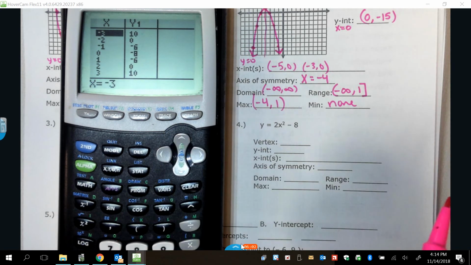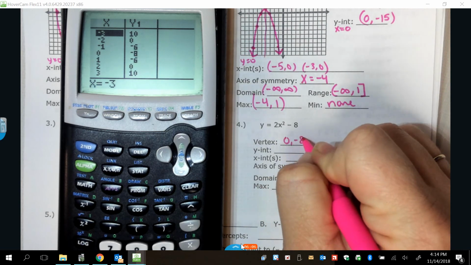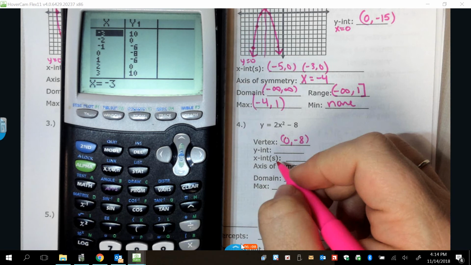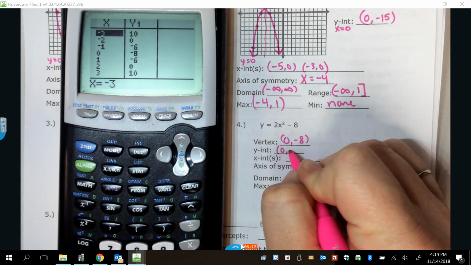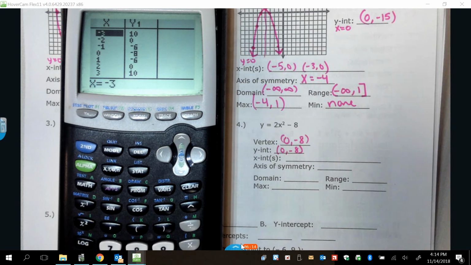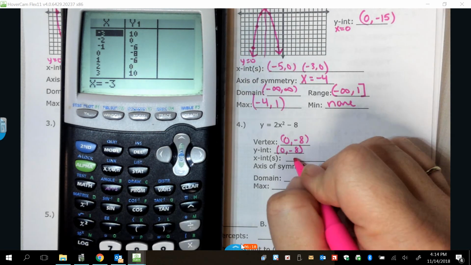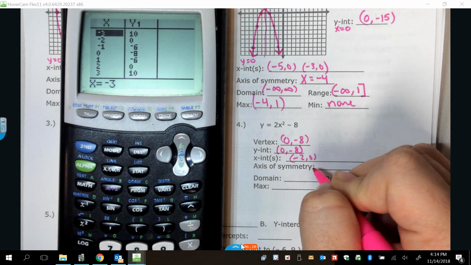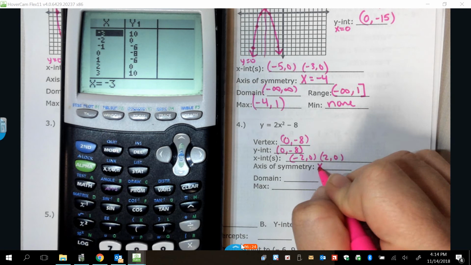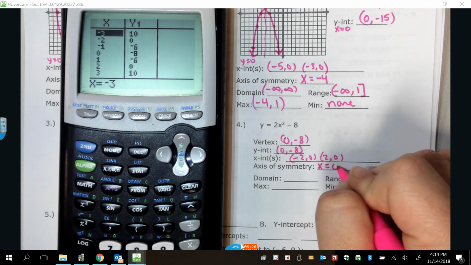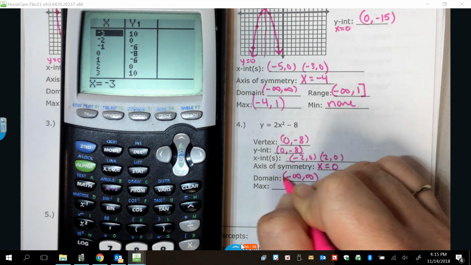Here's my rainbow. So my vertex is in the middle, (0, -8). My y-intercept is where x equals 0, which is also my vertex, which doesn't always happen, just sometimes. X-intercepts are where y is 0, so (-2, 0) and (2, 0). Axis of symmetry is x equals the x of my vertex. Domain is negative infinity to infinity.